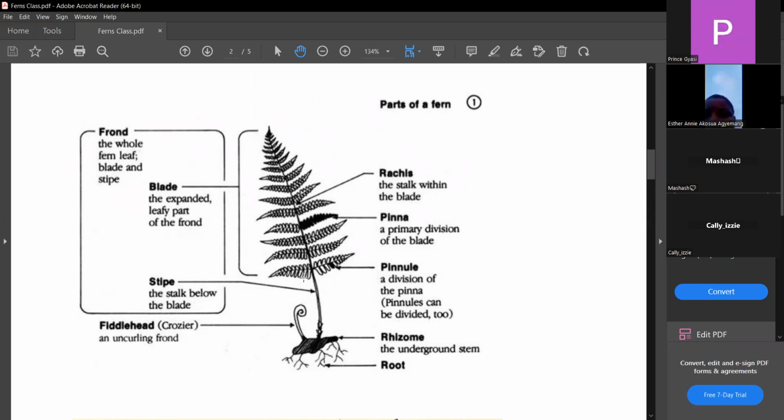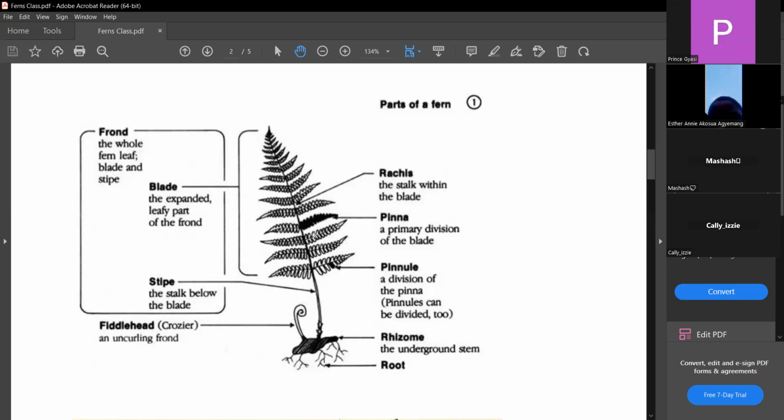So if you take this part here from this last leaflet to the top, where you can find the leaves, it's called the blade, right? And then the stalk below the blade is known as the stalk. The stalk which bears the leaflet is known as the rachis. The stalk within the blade is the rachis, and the stalk outside of the blade is the stalk.